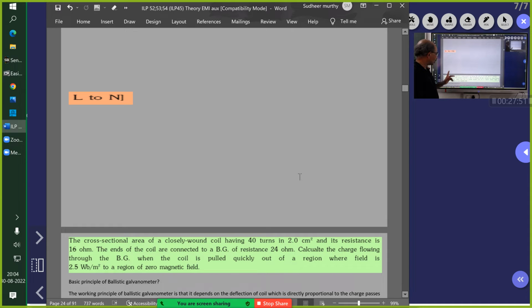Okay, now go with this question. I think you got stuck, sir. No, nothing. I was telling something. Now go to the next one. L to N is written here. Why? What is there to be stuck? The cross-sectional area of a closely wound coil. Please read this.